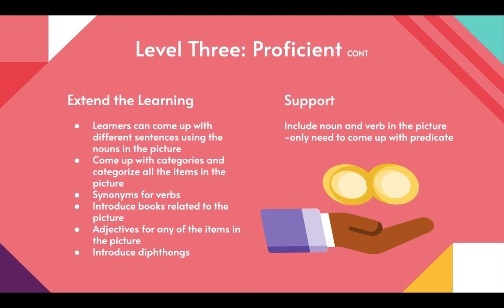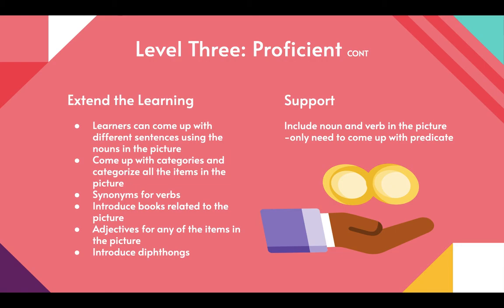Here are some ways to extend the learning. Learners can come up with different sentences using the nouns in the picture. They can be recorded on a small anchor chart or piece of paper for future reference. Tutors or learners can come up with categories and categorize all the items in the picture, or try to come up with synonyms for the verbs in the sentences.